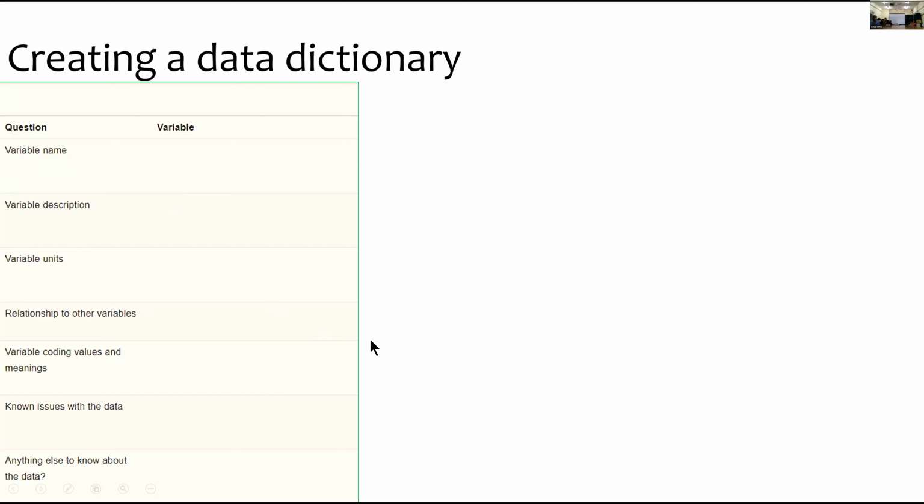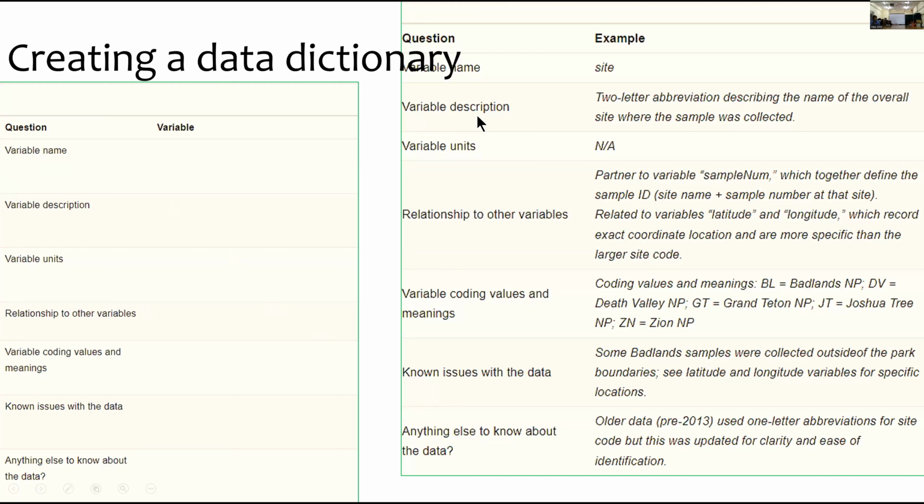So this is not from me. I've just given some examples. For example, one short form of a variable was site, and the description is a two-letter abbreviation describing the name of the overall site where the sample was collected. Now, this is taken from this Caltech library where they have given a demo, a dummy form for a data dictionary and an example of that.